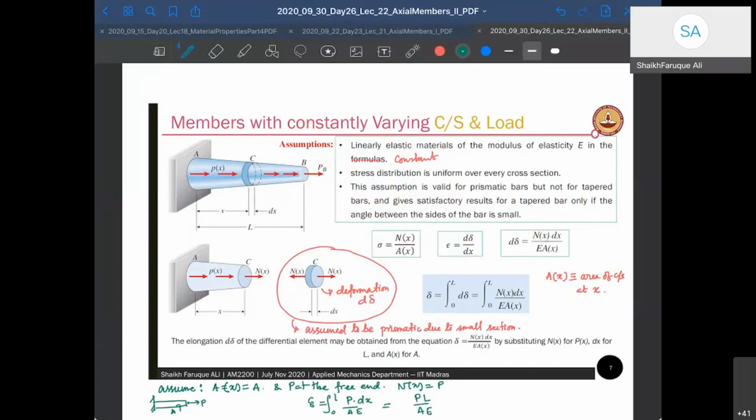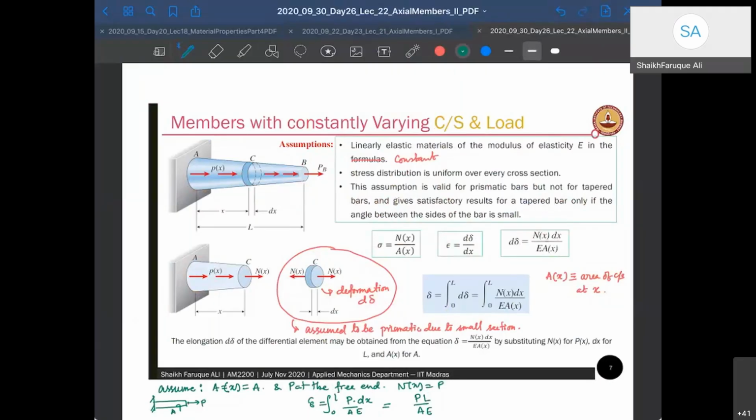So this integral formula is a classical formula. It can be used for any kind of cross section that you have. It's more general in that sense, or any kind of E that you have. If E is also changing, that can also come within the formula.